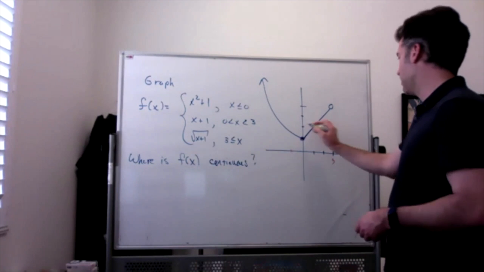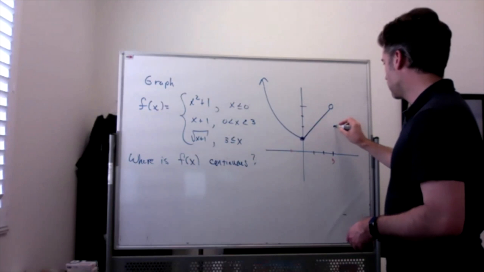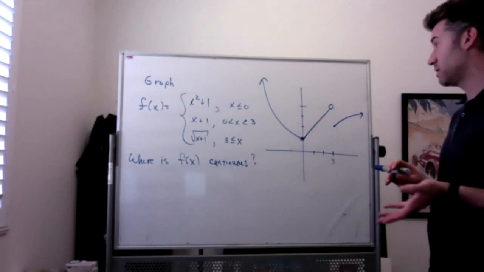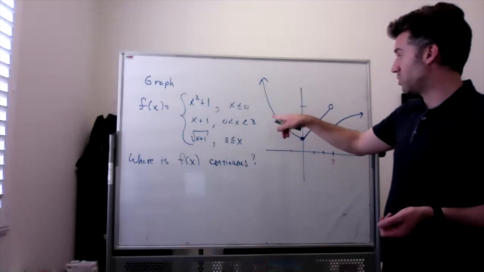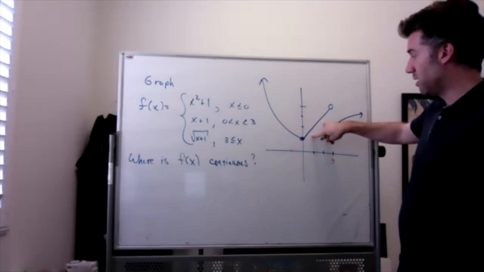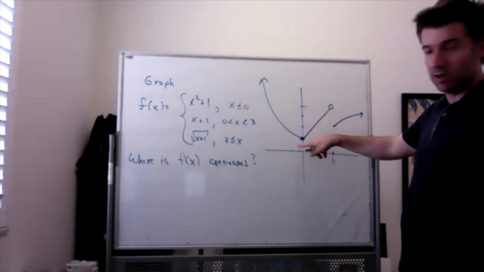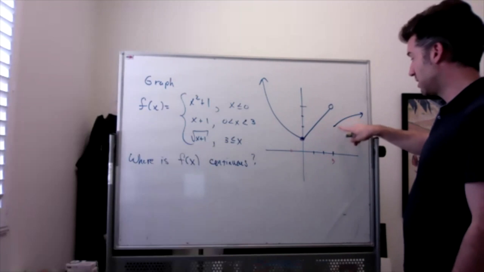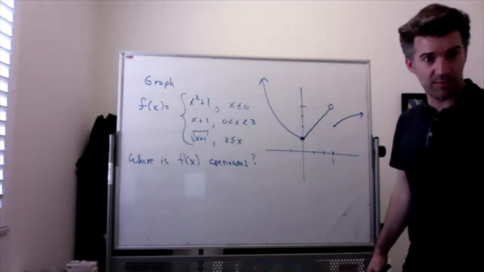The issue here is that while each of these pieces are continuous on their own domains, when you switch from one piece to the next piece, you might have a point of discontinuity. We don't here. When we switch from this piece to this piece, we do get discontinuity at 3.